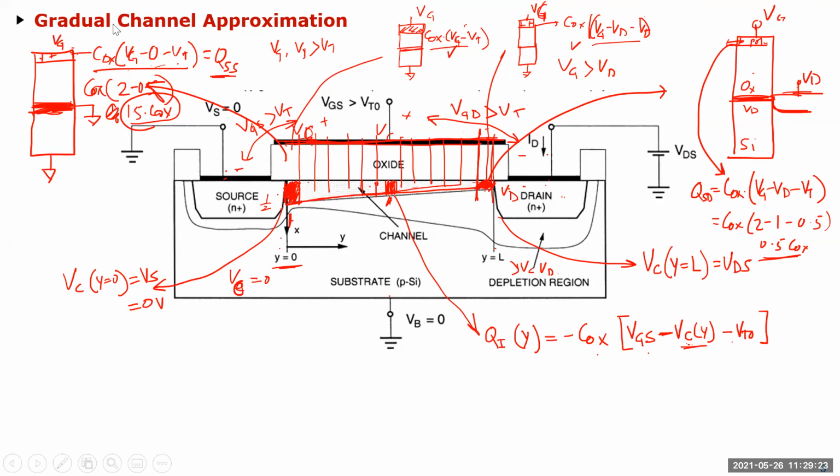And here you see the title of the slide, which says Gradual Channel Approximation. The reason it's called Gradual Channel Approximation is that I'm calculating the charge as Cox times VGS minus the channel voltage at position Y minus VT0. So I'm assuming that VT is the same throughout the channel, but in reality it is not. That's why it's called gradual channel approximation. As I said, this is the level 1 model, and for level 1, this is usually pretty good.